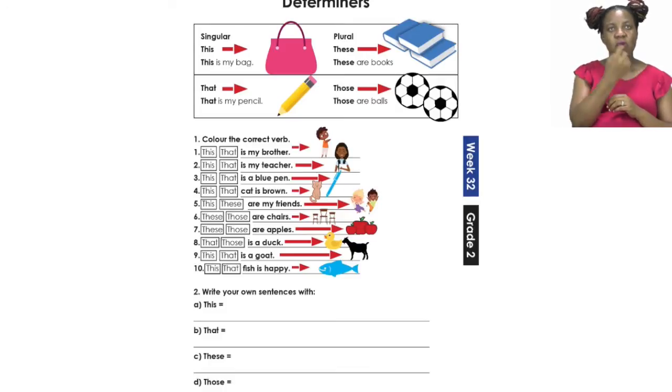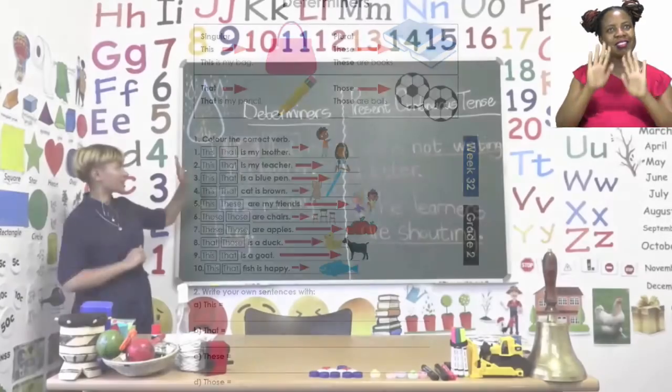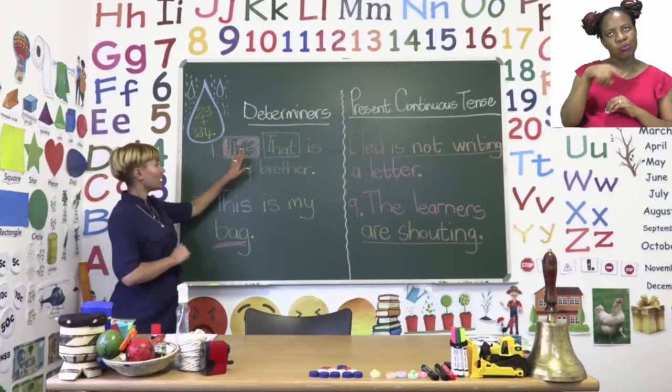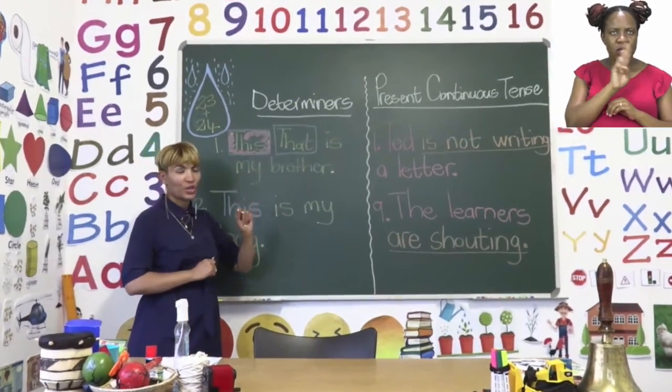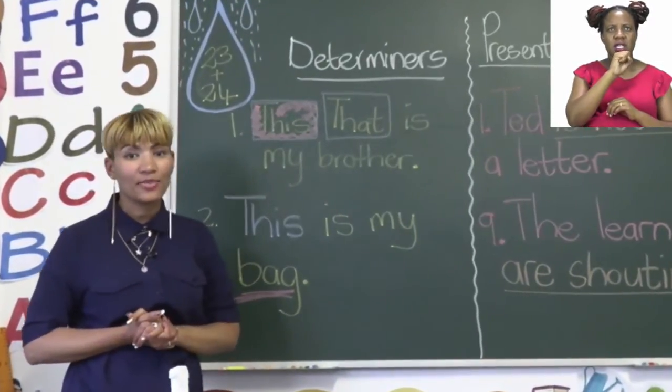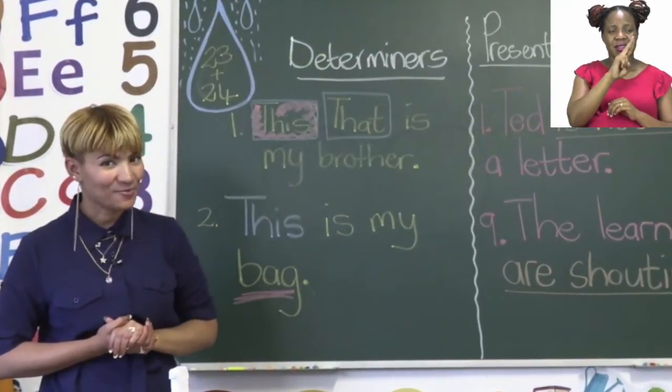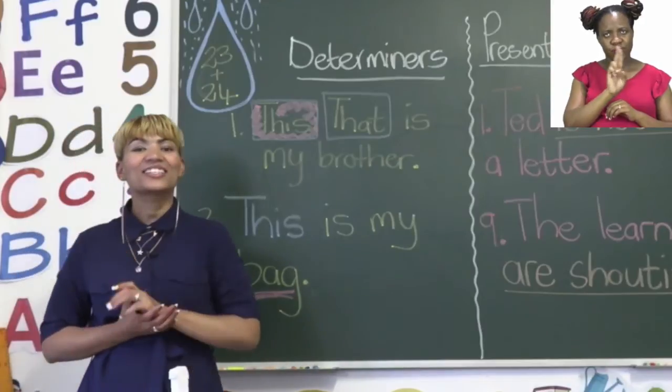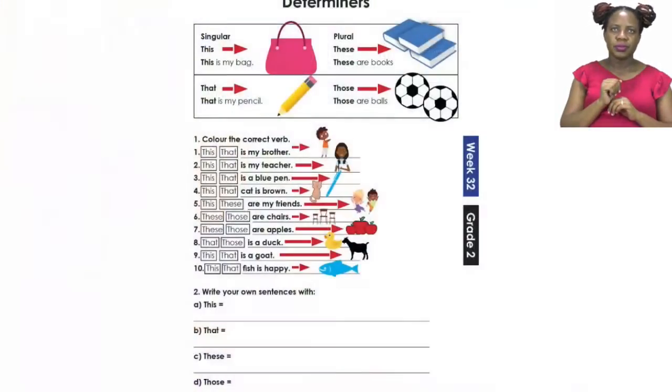Now on the board, I wrote the sentence. So remember it says, color the correct verb. Now you will see here we colored, "This is my brother." So you need to find the correct verb and you need to color it. All right. Now let's quickly have a look at number 2.